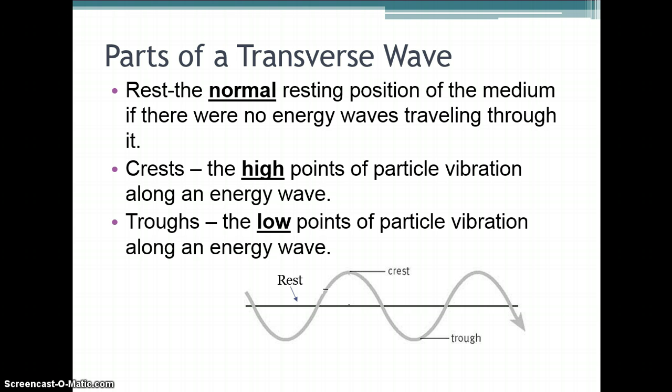The crests of a wave represent the highest distance away from its original position that it would be disturbed when the energy wave travels through it. And a trough is the lowest point that a particle would move when the energy wave travels through it. Make sure that you're recording these three locations on the diagram on your notes.